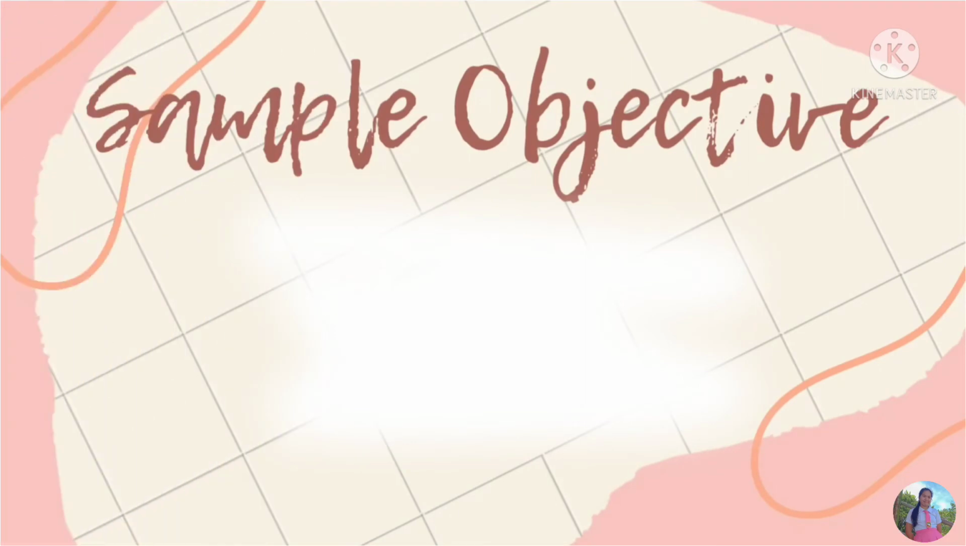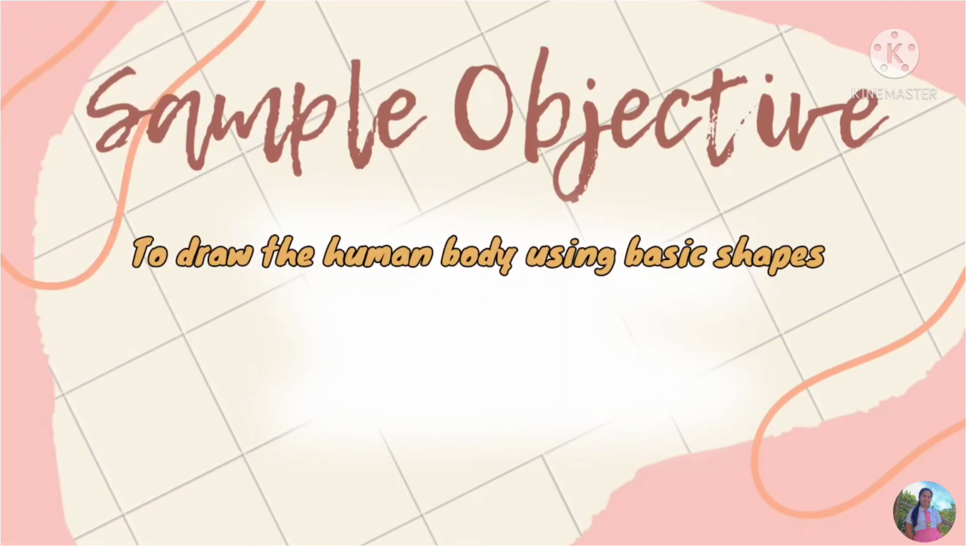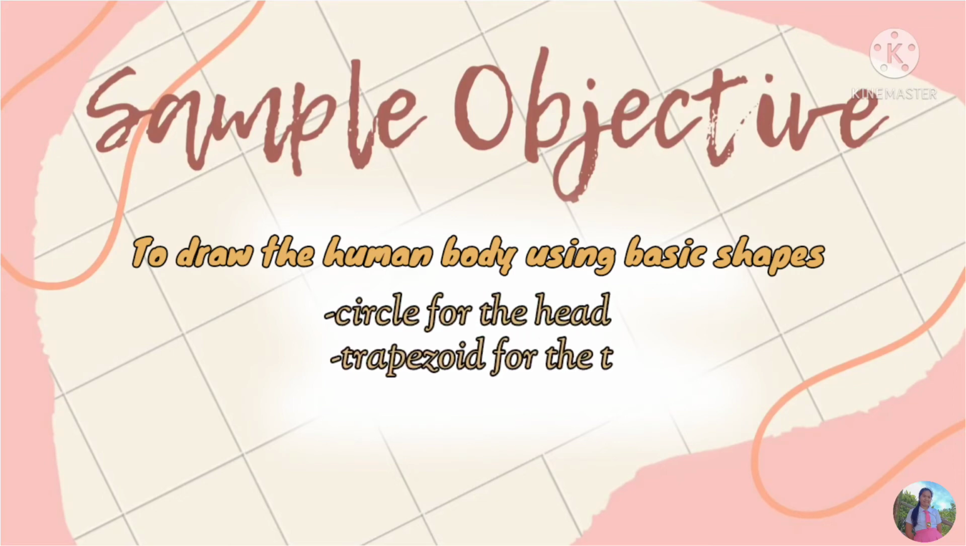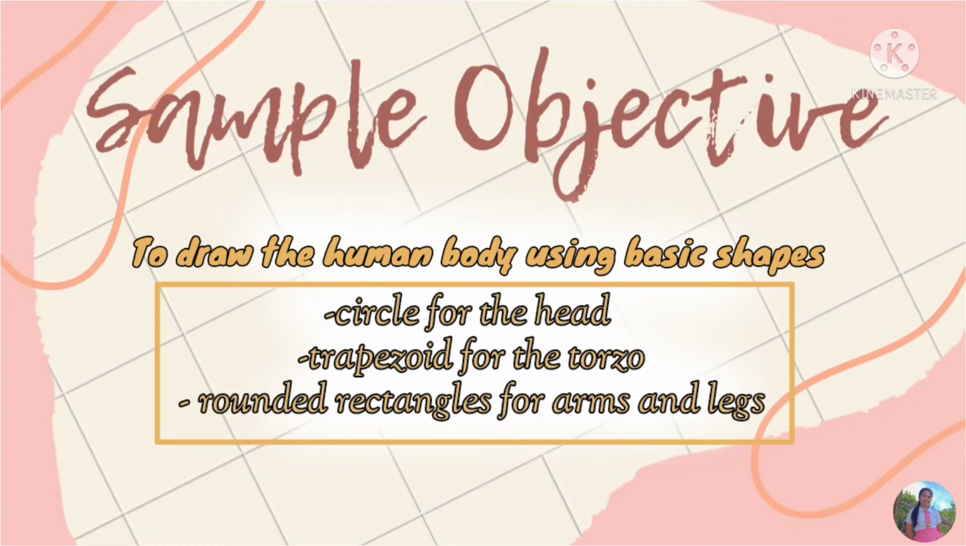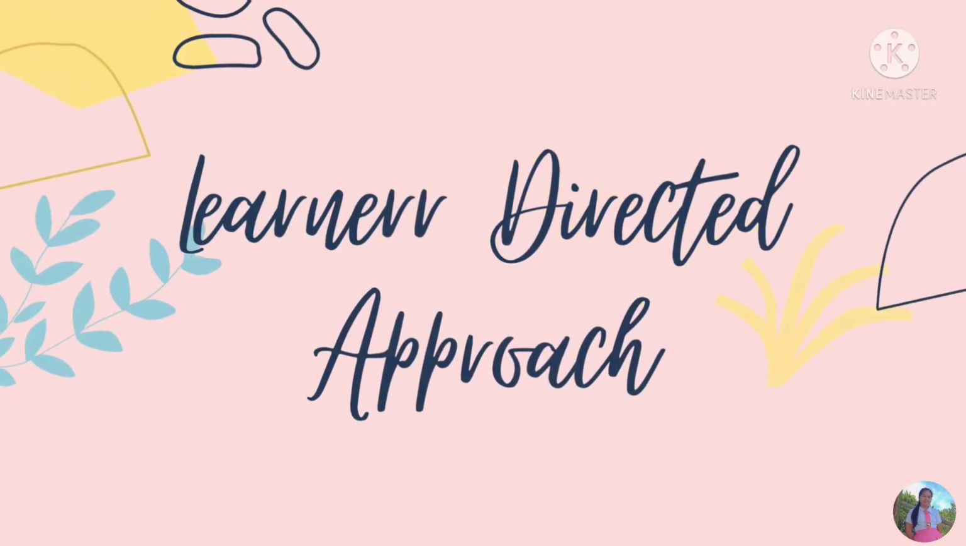The sample objectives are to draw the human body using basic shapes, for example, a circle for the head, a trapezoid for the torso, and rounded rectangles for arms and legs, and to demonstrate body movement and direction by following the line of action in figure drawing. Now let's proceed to the learner-directed approach.